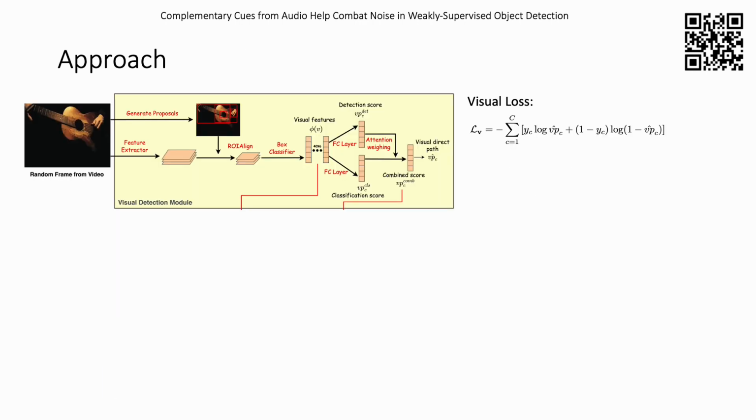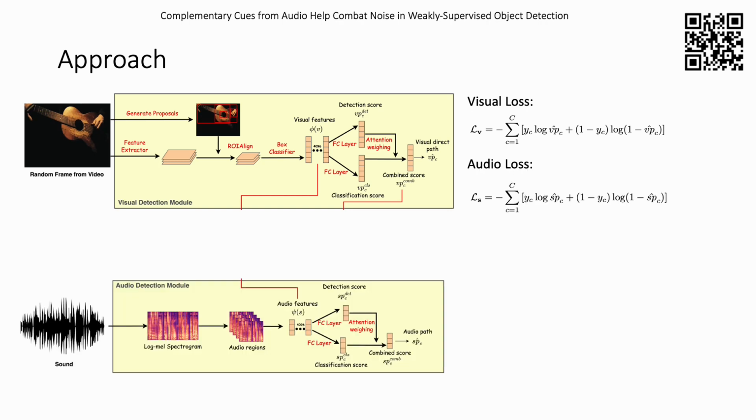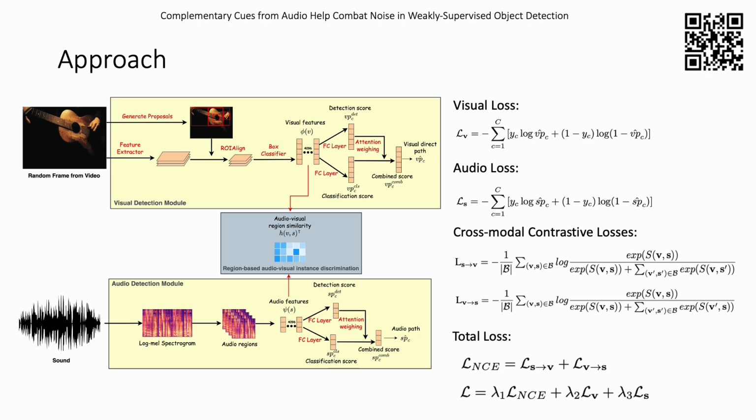Our visual detection module detects and classifies objects with weakly-supervised training using only the object labels as supervision. We also have an audio module that classifies objects similar to the visual module, used only for comparison. We define an instance discrimination module, which has a contrastive loss between audio and visual. This module finds which visual region is related to which sound region. We train the visual, audio and contrastive loss in an end-to-end manner.